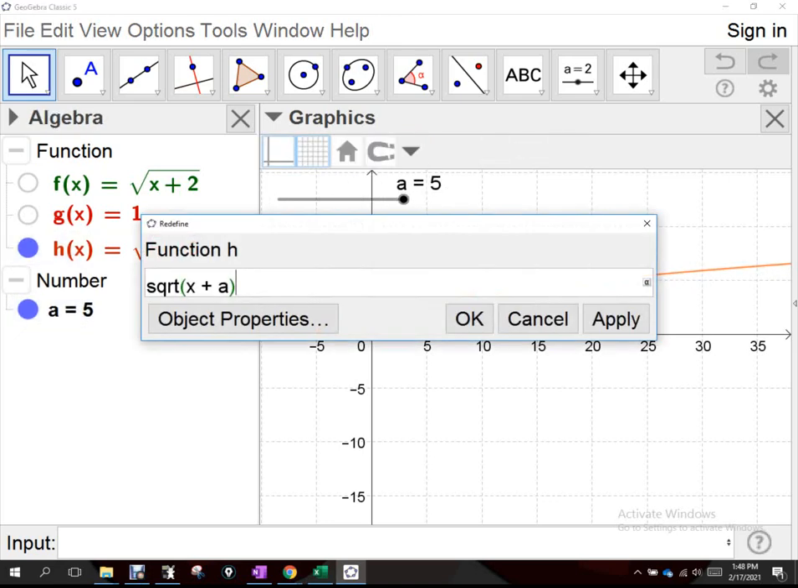If I put a number out in front, let's put B out front like this.